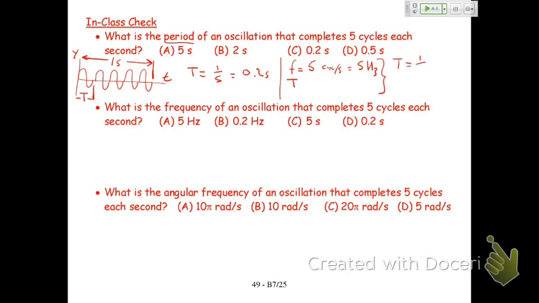T equals 1 over f. So T is equal to 1 over 5, which equals 0.2 seconds. That's the other way. That's the abstract me thinking.